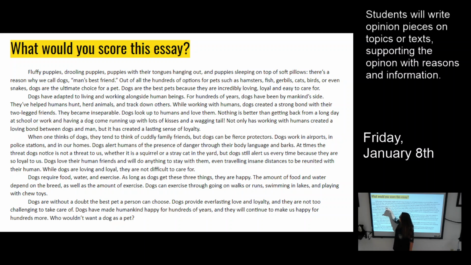So here's the opinion statement. Dogs are the best pets because, and here they're listing the reasons. Incredibly loving, loyal, and easy to care for.